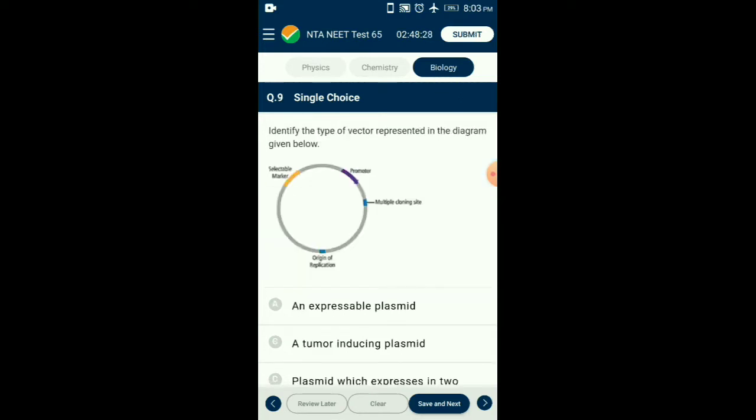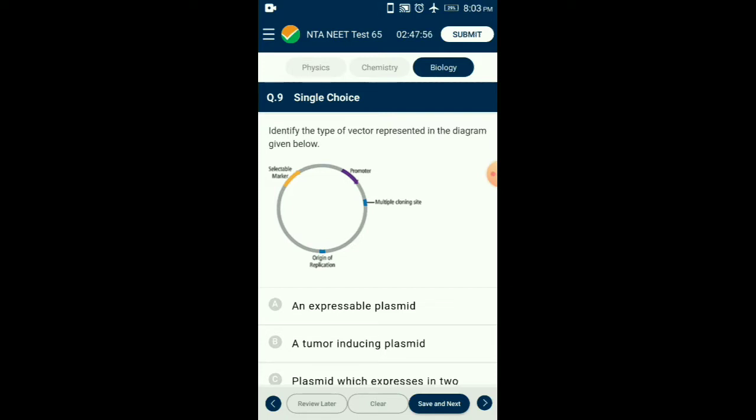Question number 9. Identify the type of vector represented in the diagram given below. Plasmids are extrachromosomal self-replicating DNA present in bacteria. Plasmids are of different types on the basis of the different types of genes present. The most common plasmid, called R plasmid, carries the antibiotic resistance gene and is commonly used as a vector in genetic engineering to transfer a gene of interest into a host organism.